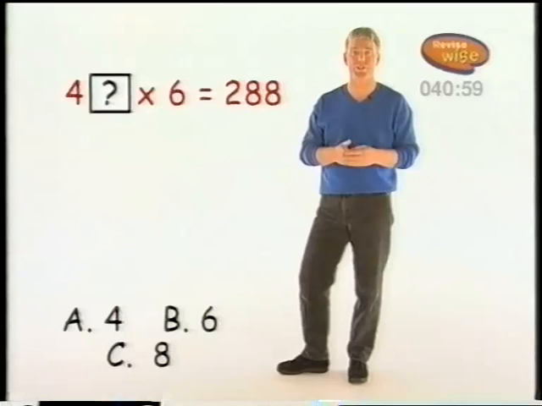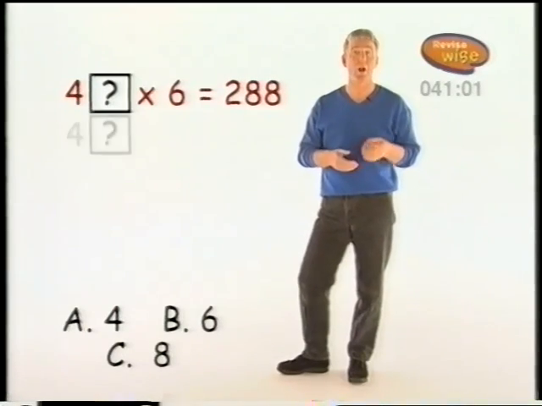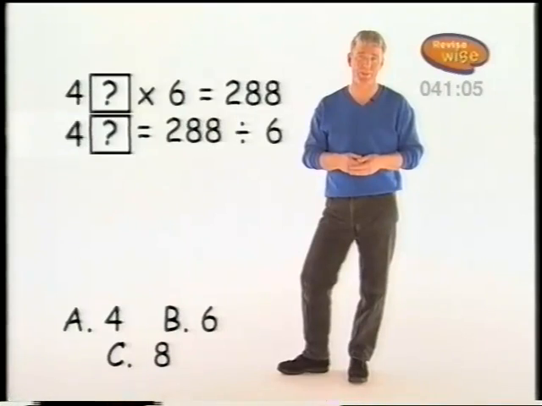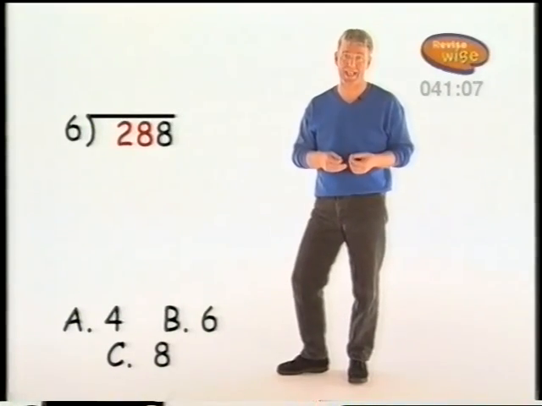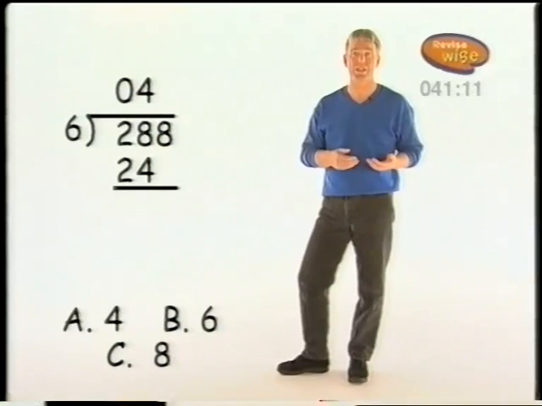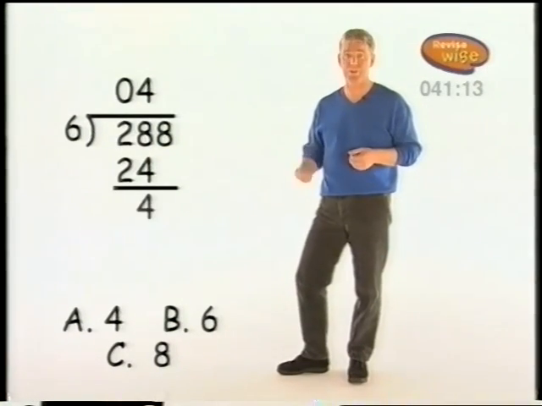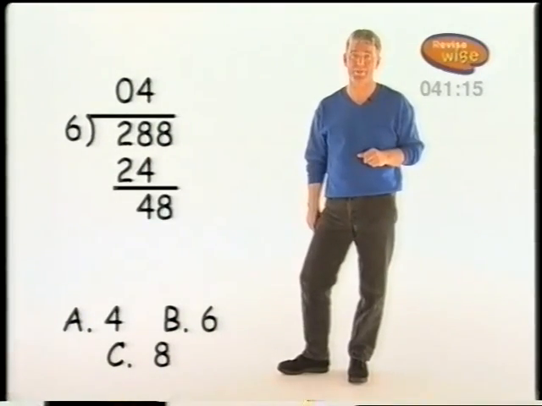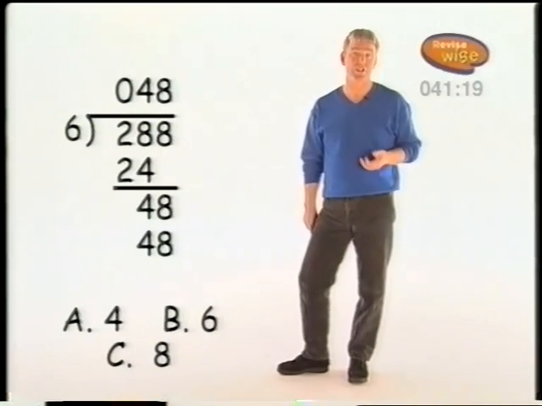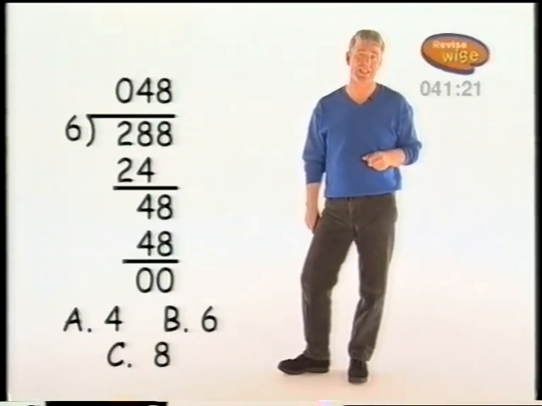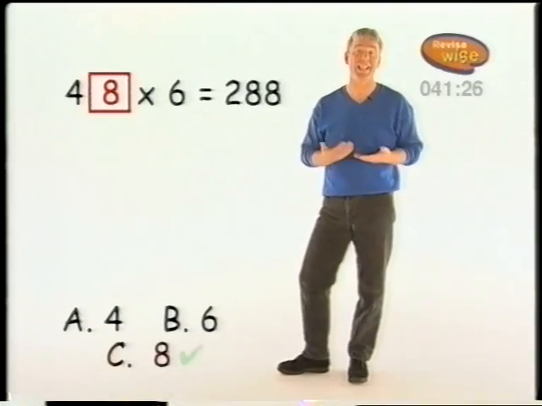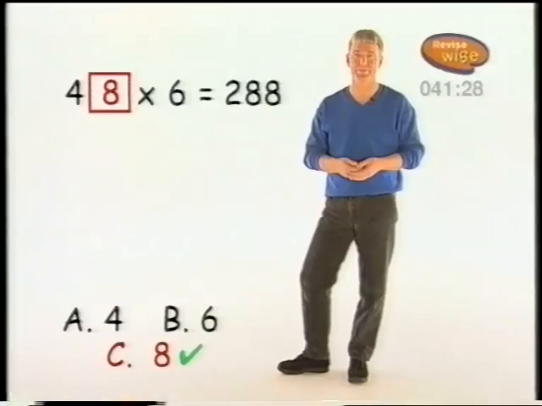So if 6 lots of something are 288, one lot must be 288 divided by 6. 6's into 28 goes 4, which is 24. 24 from 28 is 4. Bring down the 8. 6's into 48 goes 8. So 6's into 288 is 48. And so 8 is the missing digit, and C is the right answer.